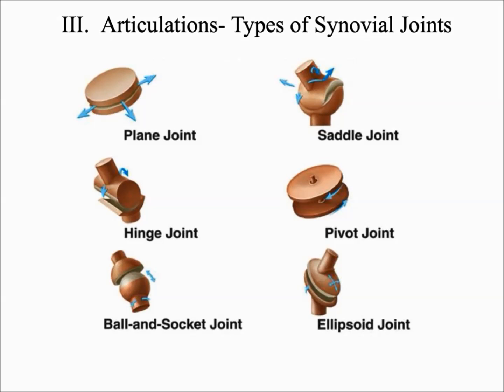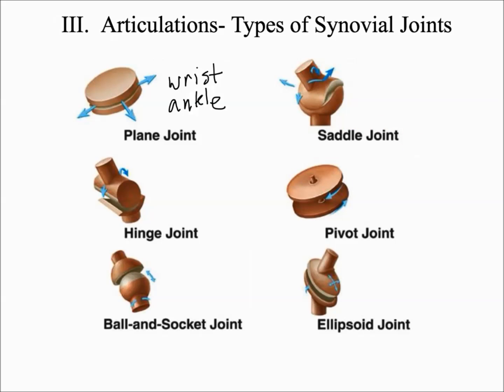6 types of synovial joints. The first type of synovial joint is called the plane joint or gliding joint. In a plane joint or gliding joint, adjacent bones have flat surfaces that articulate with one another. Examples of plane joints would be the bones of the wrist, or carpal bones, and the bones of the ankle, or tarsal bones. The second type of synovial joint is the saddle joint.